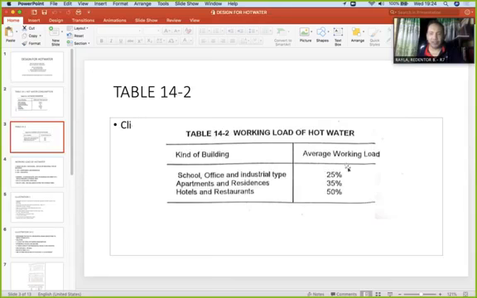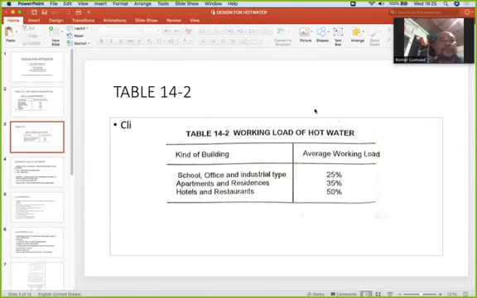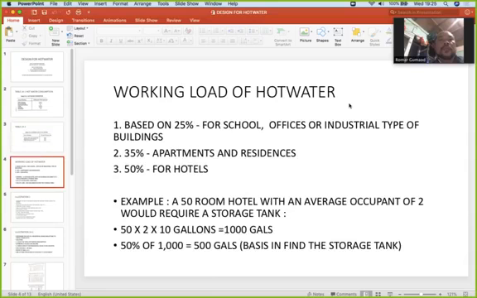Of course it's not easy to memorize, but just try to remember: a school or an office 25, then higher is apartment 35, and the highest, hotels, 35. Hotels and restaurants 50%. Hotel resorts, 50%. So what will happen here? Many people use the hotel, yes, so the working load is based on 25%.